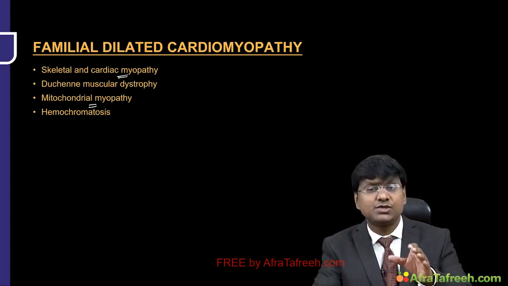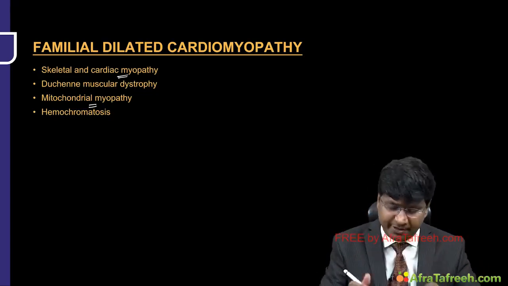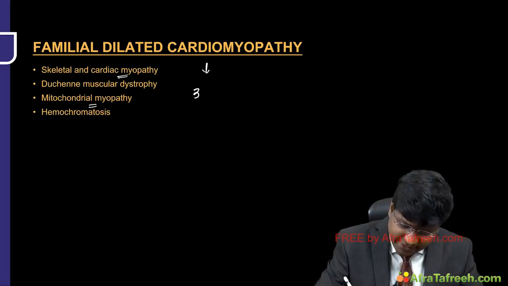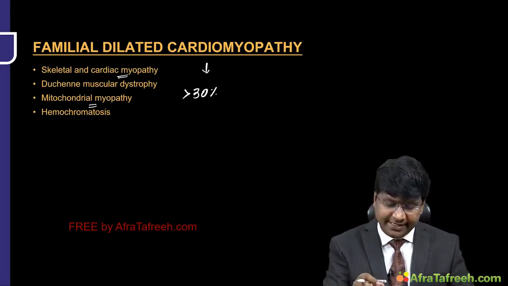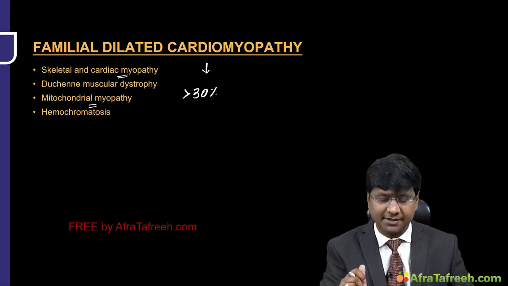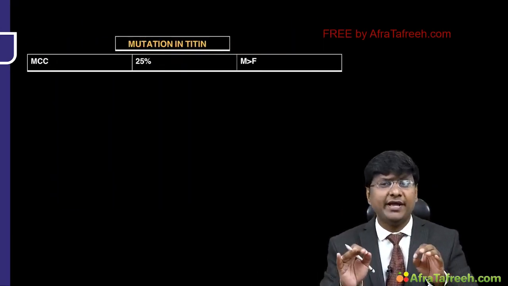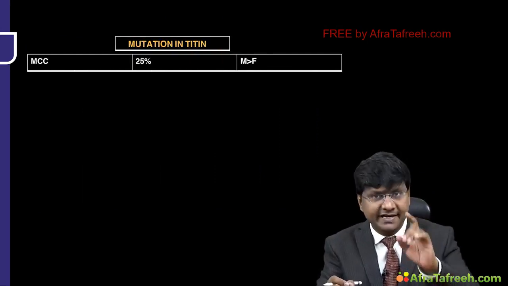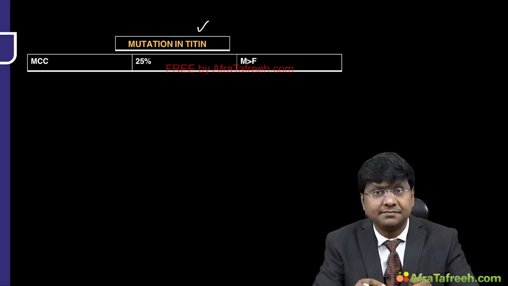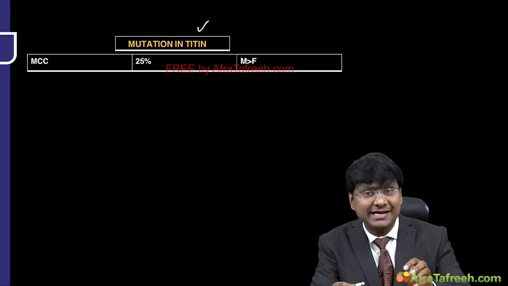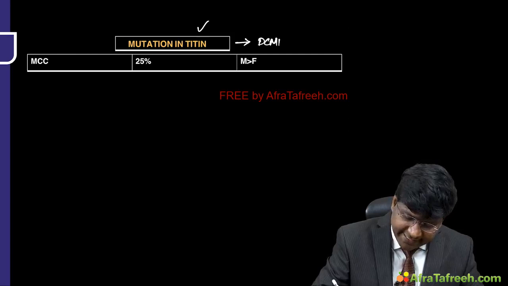Now, for these familial causes of dilated cardiomyopathy, what is the frequency with which an individual can develop dilated cardiomyopathy? The familial causes contribute to 30% or more of the causes for the development of familial dilated cardiomyopathy. Within familial dilated cardiomyopathy, the very important protein which is defective is titin, right? The mutation in titin is what is responsible for the development of dilated cardiomyopathy.